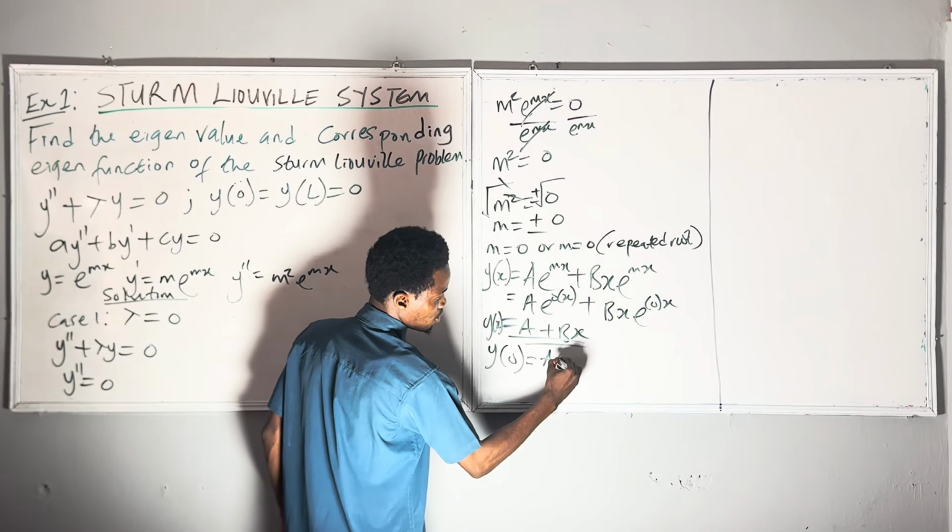So y of 0 is equal to A. And y of 0 is equal to 0. So I can write 0 is equal to A. Therefore, A is equal to 0. So what are we going to do next is to find B.